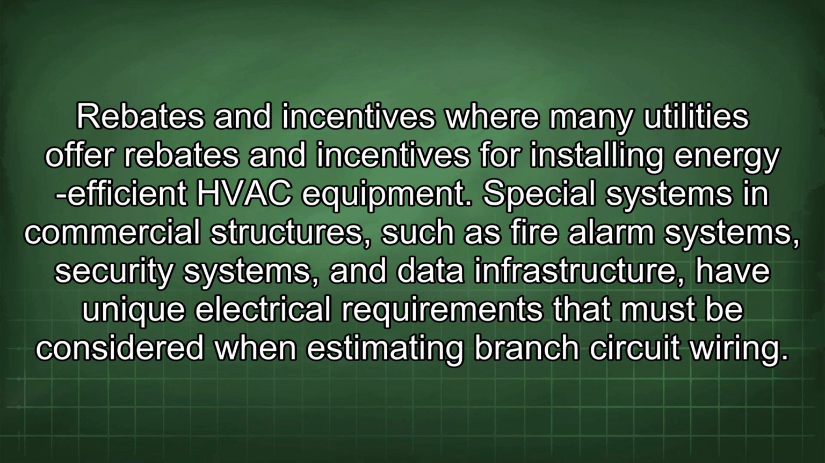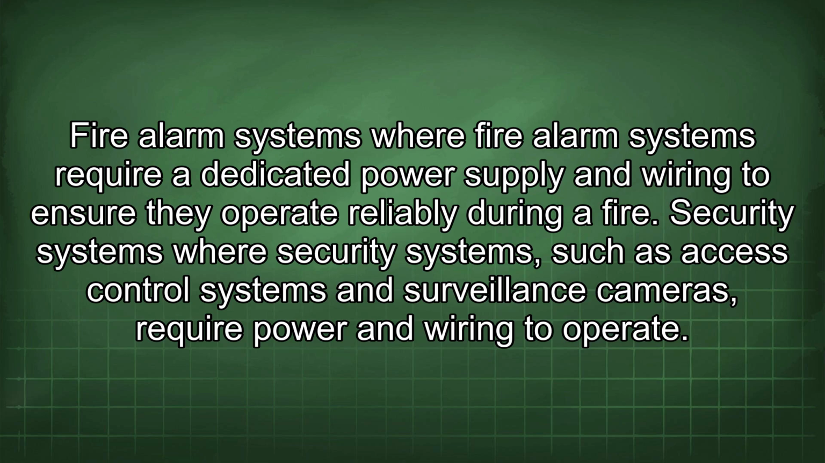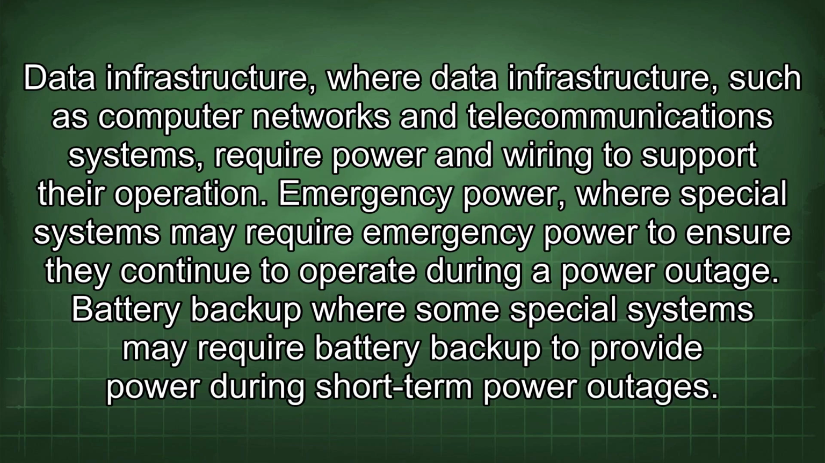Special systems in commercial structures, such as fire alarm systems, security systems, and data infrastructure, have unique electrical requirements that must be considered when estimating branch circuit wiring. Fire alarm systems, where fire alarm systems require a dedicated power supply and wiring to ensure they operate reliably during a fire. Security systems, where security systems, such as access control systems and surveillance cameras, require power and wiring to operate. Data infrastructure, where data infrastructure, such as computer networks and telecommunications systems, require power and wiring to support their operation.